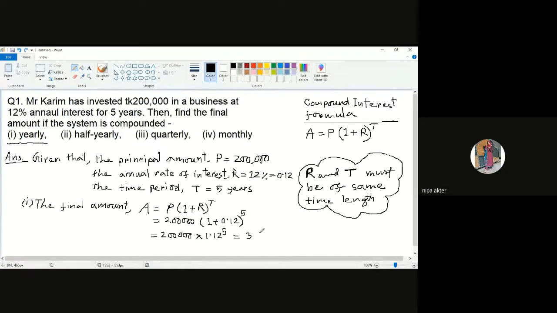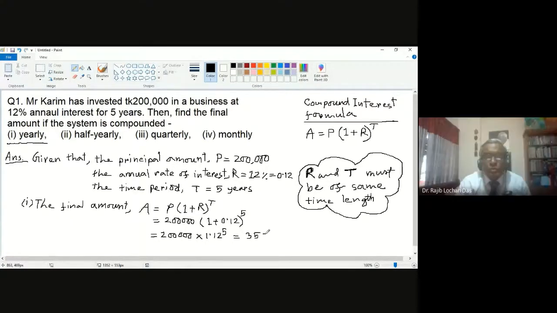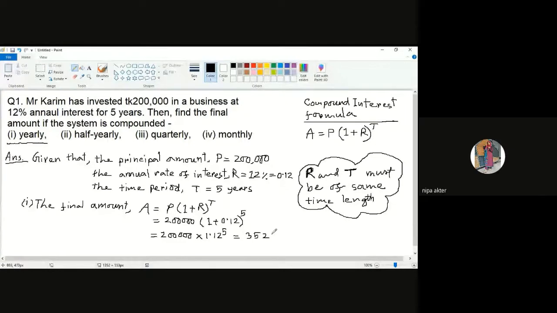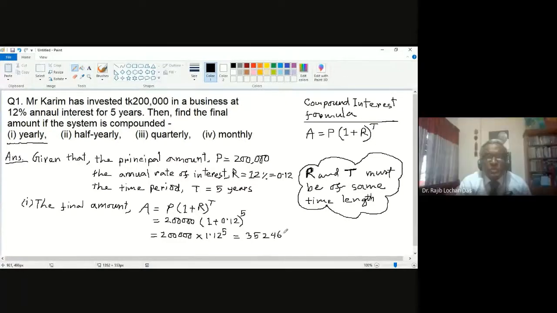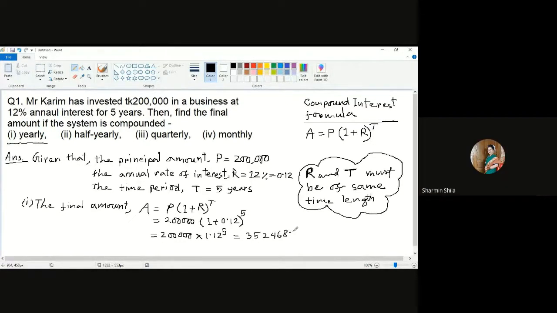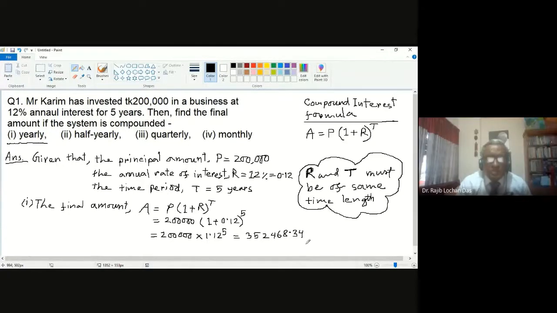Three five two, 352, 468. So 3,52,468. Okay, so this is the final answer, 3,52,468. So this is the first answer, finished, done.